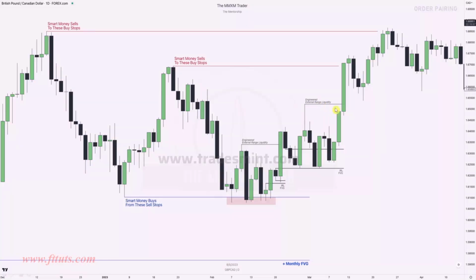So this is engineered external range liquidity. Think about those failure swings again, right? This high fails to take out this low, drops once again into that internal range liquidity fair value gap and pushes up price to take out that engineered external range liquidity. Above here, more buy stops are present, so offloading their long position with buy stops over here is a perfect scenario for smart money.